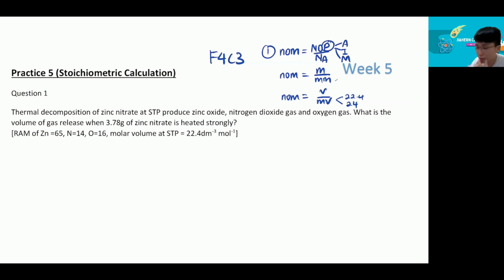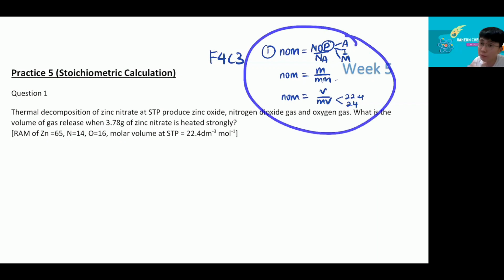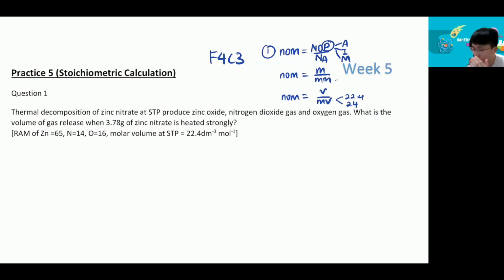So why do I need to recall all these formulas? Because first of all, in this stoichiometric calculation, normally they give you the mass of a chemical, but they ask you to find the volume of another chemical. So how should I relate mass and volume? Because they're in different formulas, right? How should I relate mass and volume together?